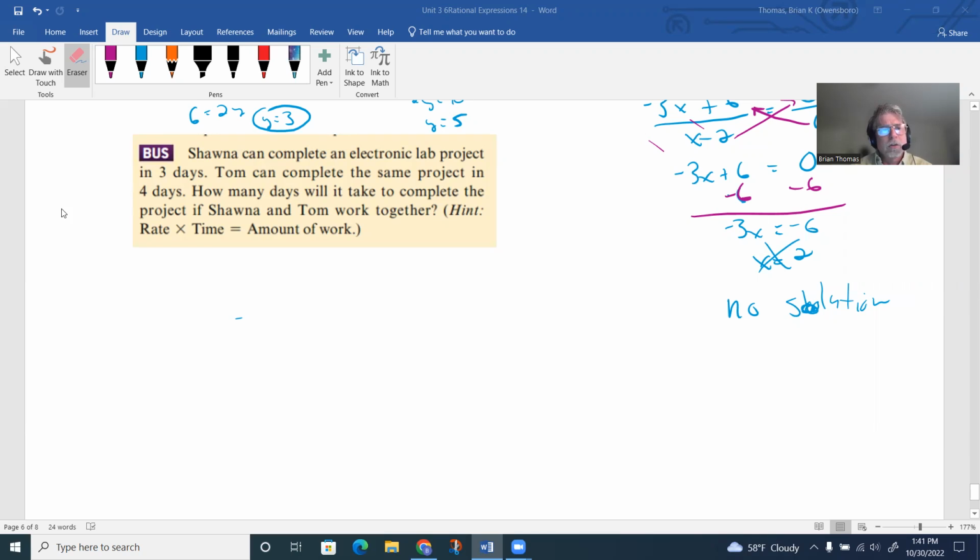Now the hint is actually, rate times time is equal to the amount of work. So we do see this, Shauna up here to start with. Notice how it says she can complete one project in 3 days. We can see that Tom can do one project in 4 days.